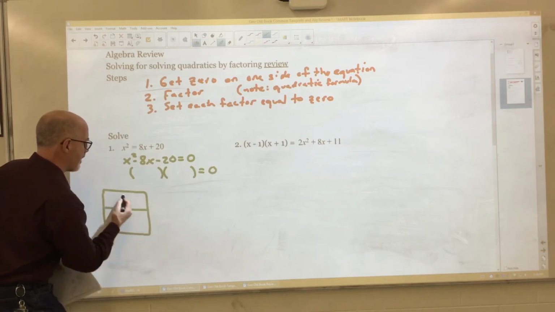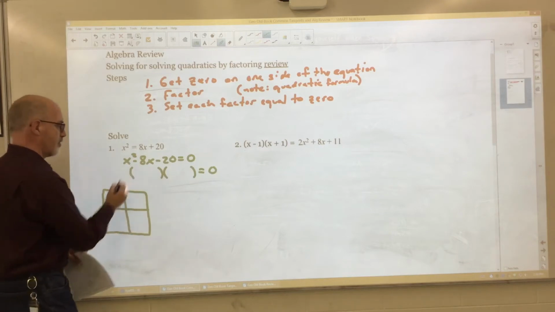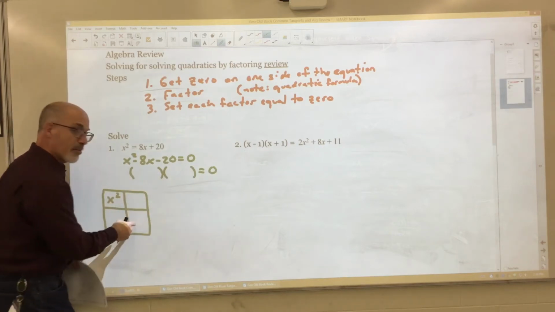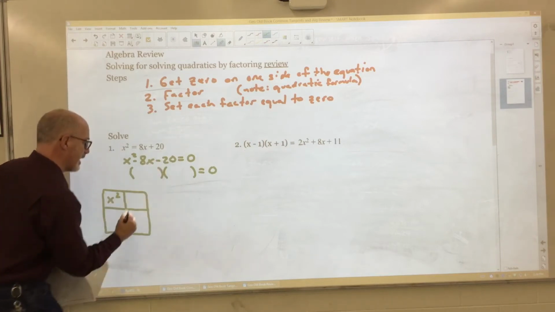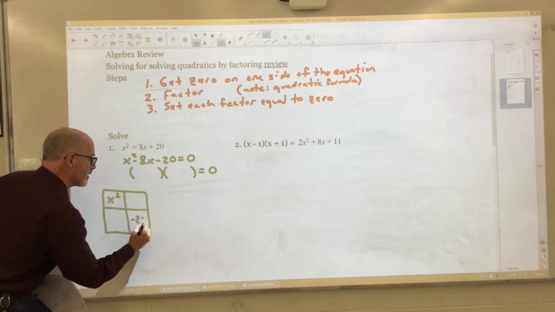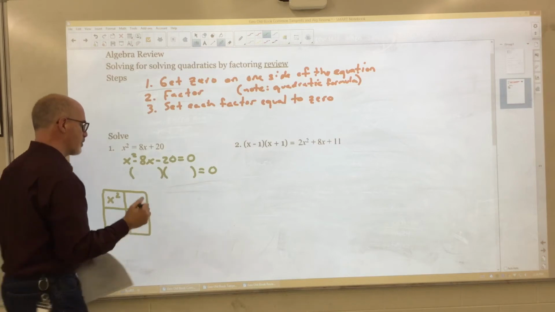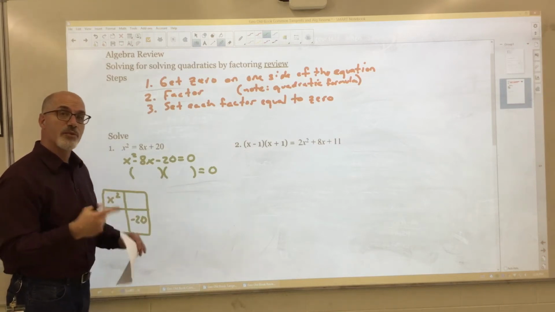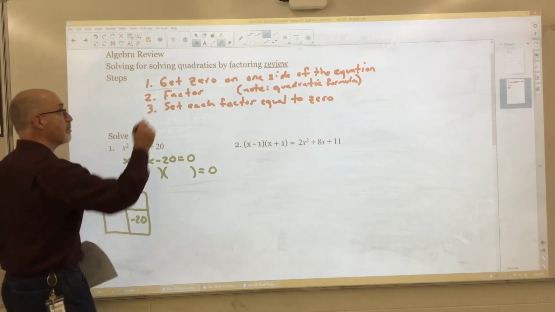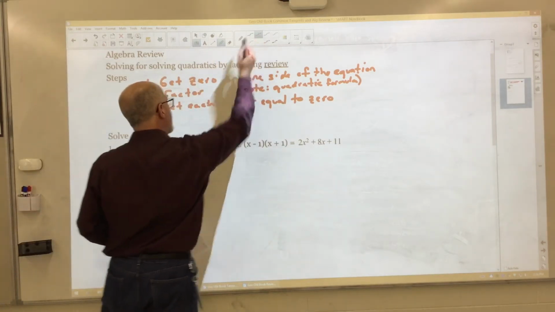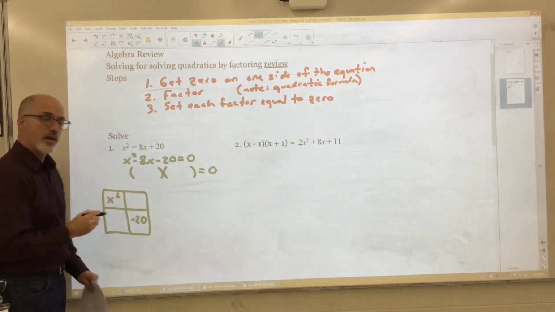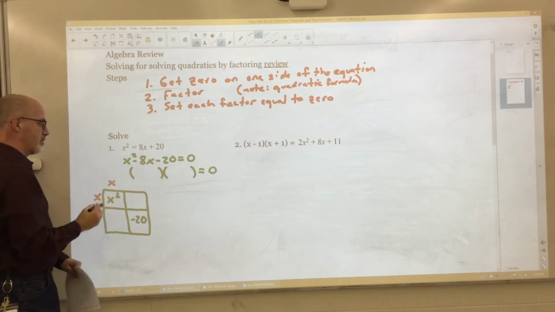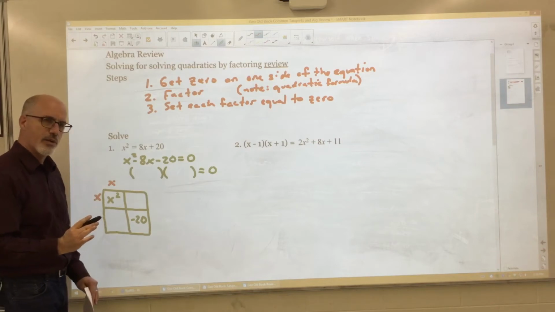And in this box, I'm going to put in the first box here, x squared. I'm going to put down to the bottom corner down here, the negative 20. Now, what we're going to do is we're looking to see on the outside of this box what things multiply to give us those. So we're talking about multiplication. So first of all, to get x squared, I've got an x and an x will give me that x squared. So that's the first thing that we can start with.